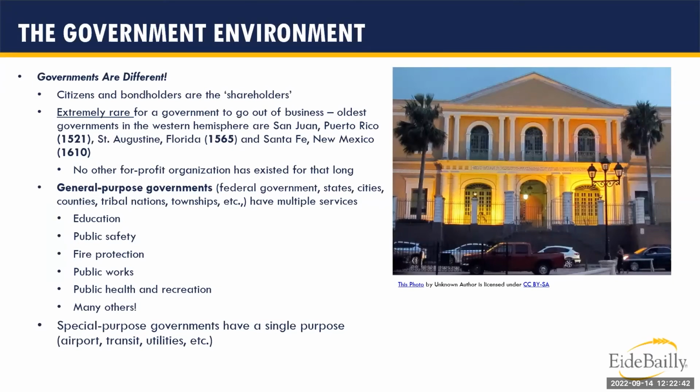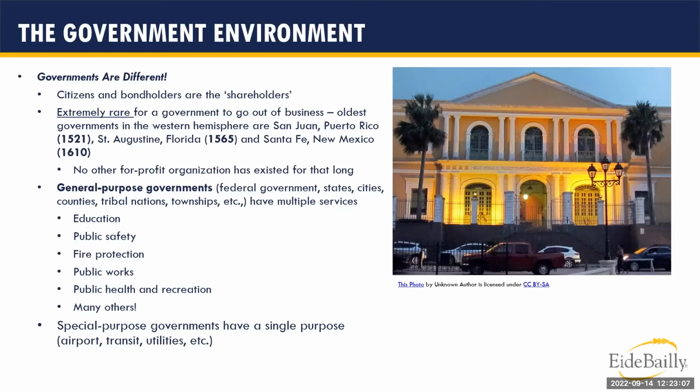Citizens and debt holders are the true shareholders, in contrast with the owner or group of owners of that gas station. Now, due to the ability to tax and the force of law, governments don't go out of business all that often. One of the oldest governments in the world is the city of San Juan, Puerto Rico. It has just celebrated its 500th anniversary.